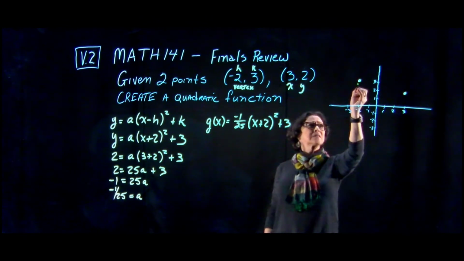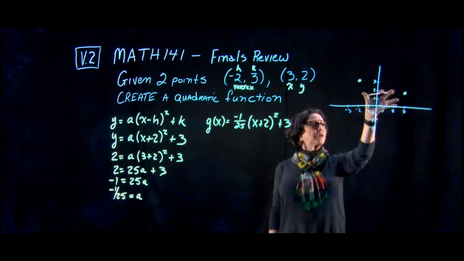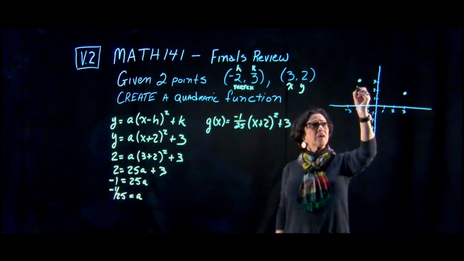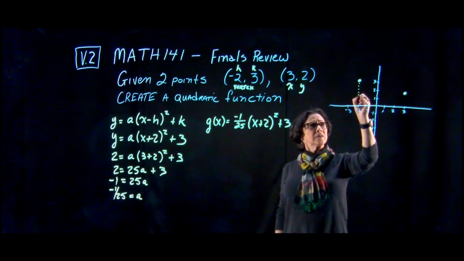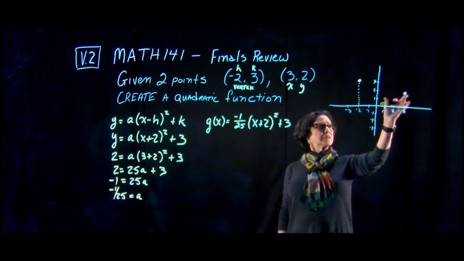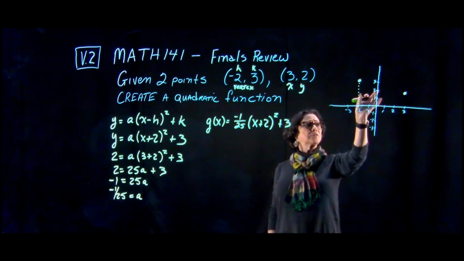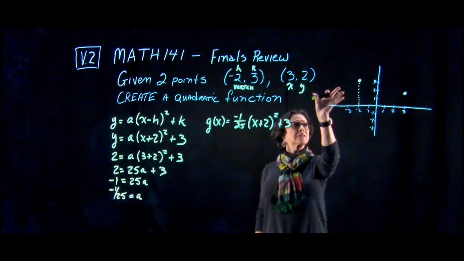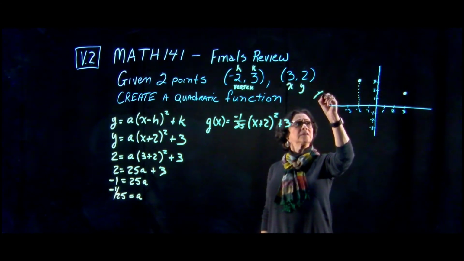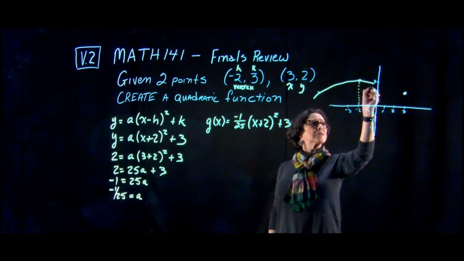And because this is a vertex, I know there is a reflection point directly on the other side of my vertex line. So this is 3 units and 2 units. So again, 2 units and 3 units. So it's approximately here. And I can do a quick sketch of this parabola.